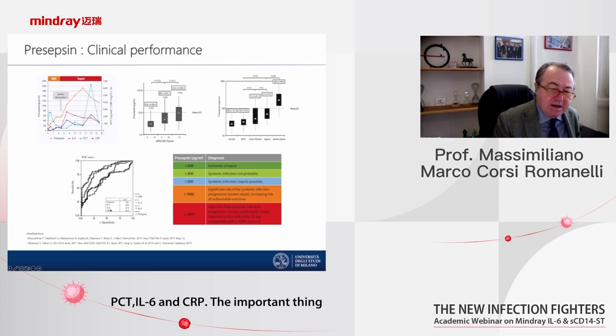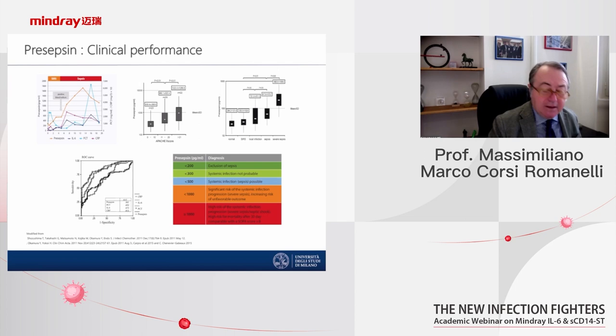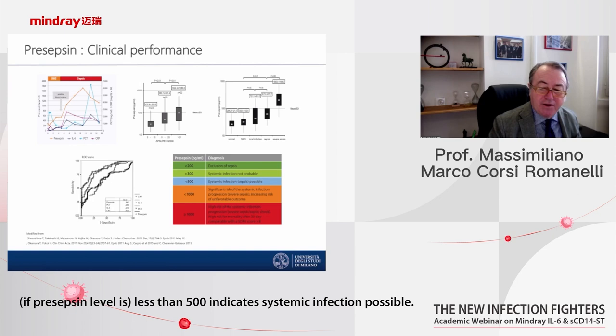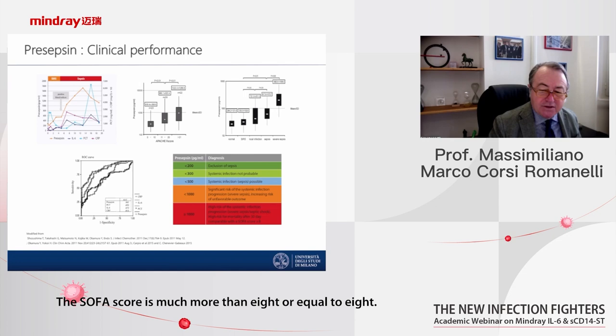The important thing about presepsin, in picograms per ml: less than 200 is the exclusion of sepsis. Less than 300 is systemic infection, not probable. Less than 500 is systemic infection, possible. Less than 1,000 is significant risk of a systemic infection, and much more than 1,000 is high risk of a systemic infection, with a SOFA score greater than or equal to 8. So this is what we know right now on presepsin.